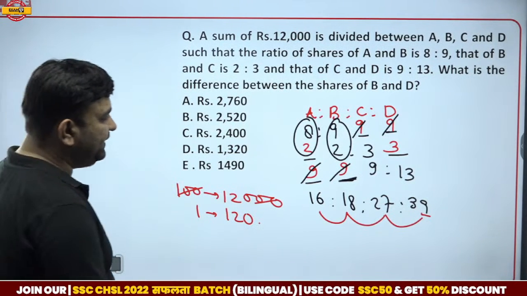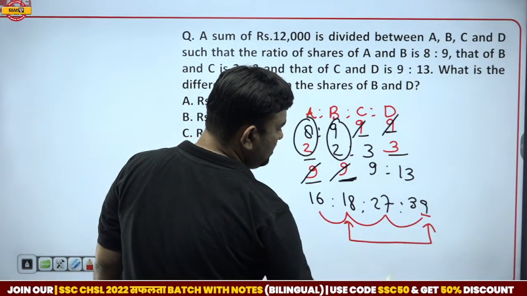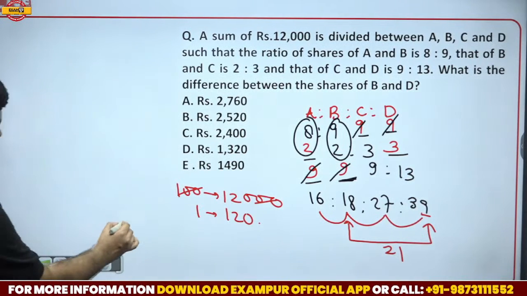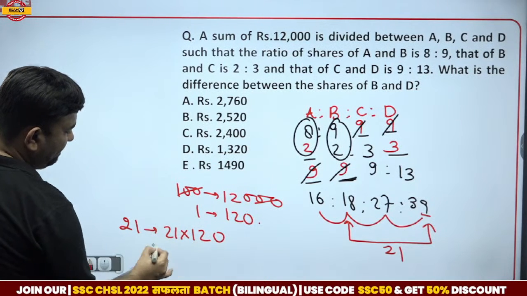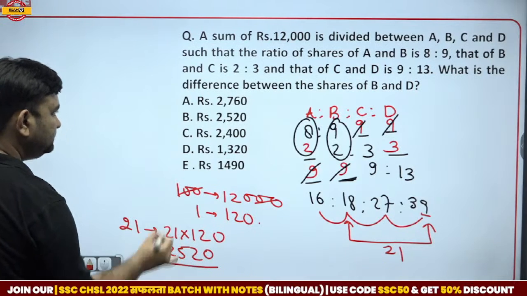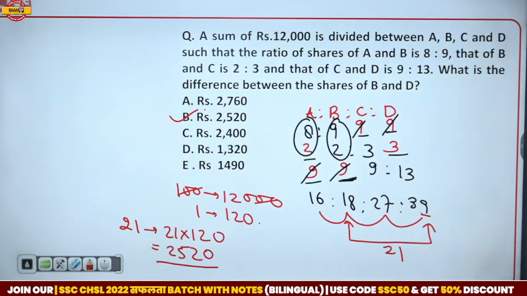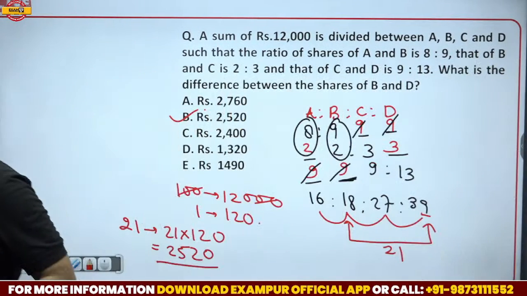Difference between B and D is 21. So what is the value of 21? 21 into 120: 2400 plus 120, 2520. Please do find out. Any issues whatsoever?